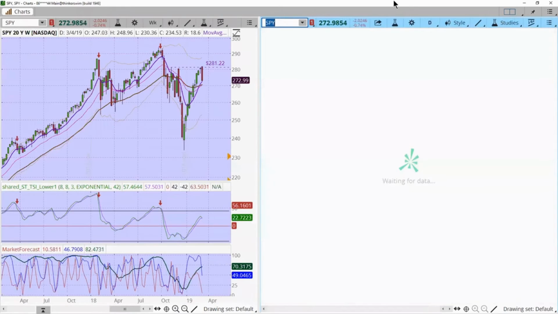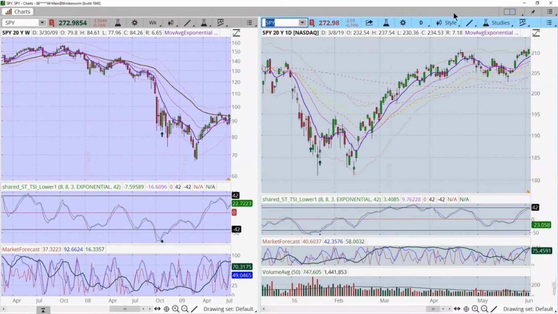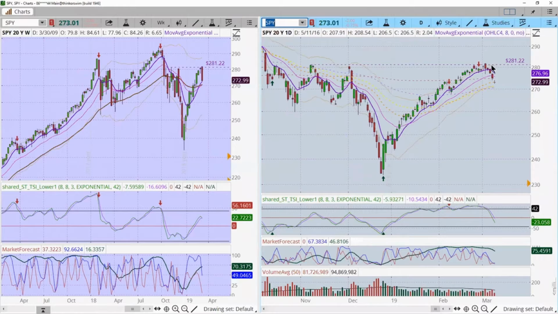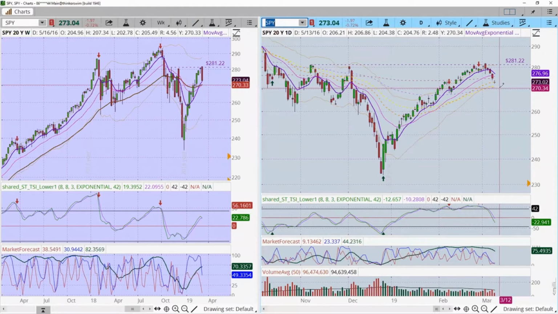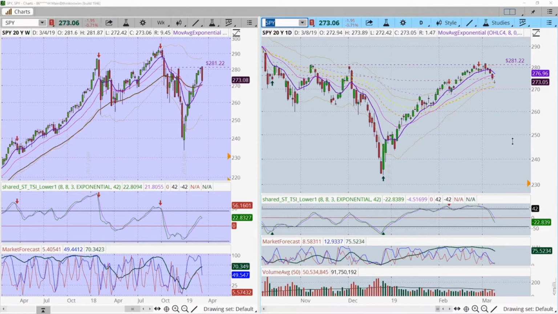Weekly chart on the left, daily chart on the right. As you can see, on the daily chart, we are now pulling back into what we would think would be support. Note that the TSI on a daily basis is pointed in the down direction and approaching its lower oversold condition, while the price action is approaching this level of support at around 270.